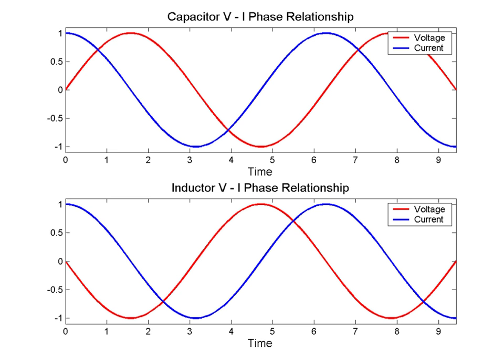X_C equals minus omega C to the minus 1, equals minus 2 pi f C to the minus 1. The minus sign indicates that the imaginary part of the impedance is negative.